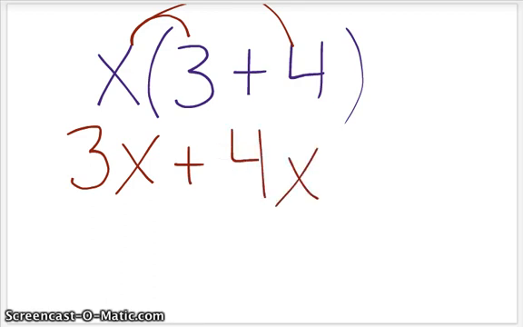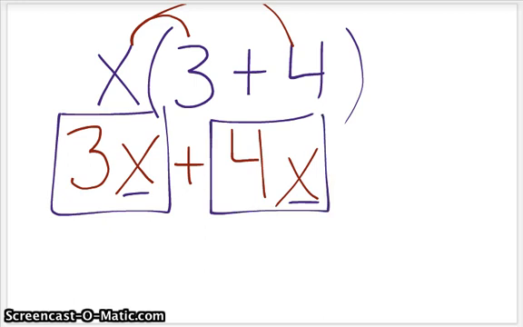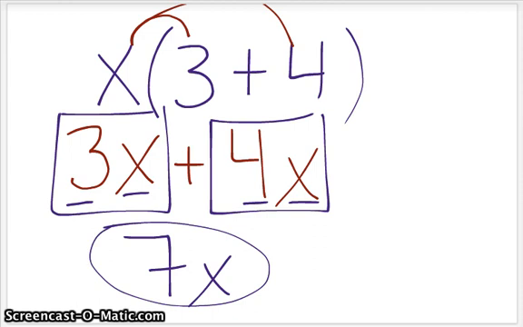What I like to do usually is draw the same shape around my like terms. So here I have two different x's, so I know that 3x and 4x are like terms. And when I combine them, I'm just going to add their coefficients. 3 plus 4 is 7, so 7x. And that's as simple as it gets.